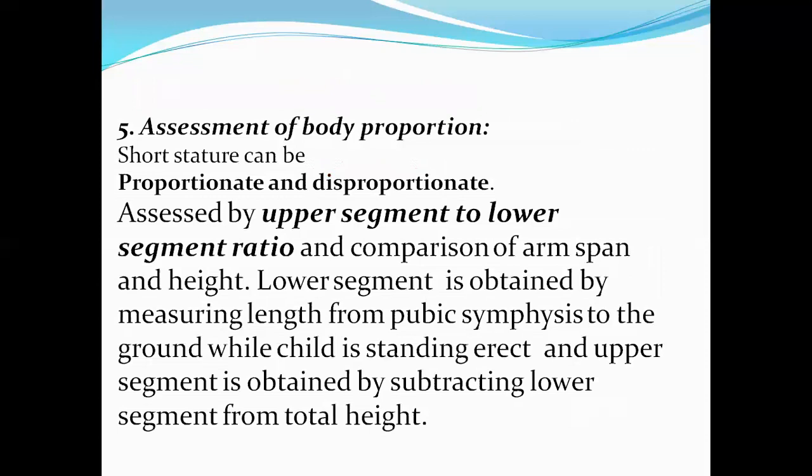Assessment of the body proportion. Short stature can be divided into proportionate and disproportionate. Disproportion is assessed by upper segment to lower segment ratio and comparison of arm span and height. Lower segment is obtained by measuring the length from the pubic symphysis to the ground when the child is standing erect. And upper segment is obtained by subtracting lower segment from the total height. Okay, pubic symphysis to the ground, and then we will deduct it from the total height.